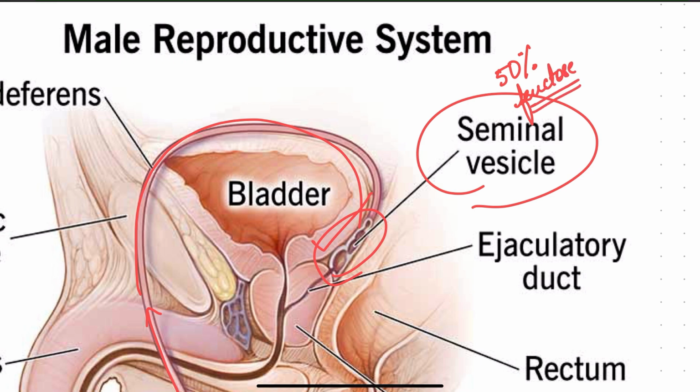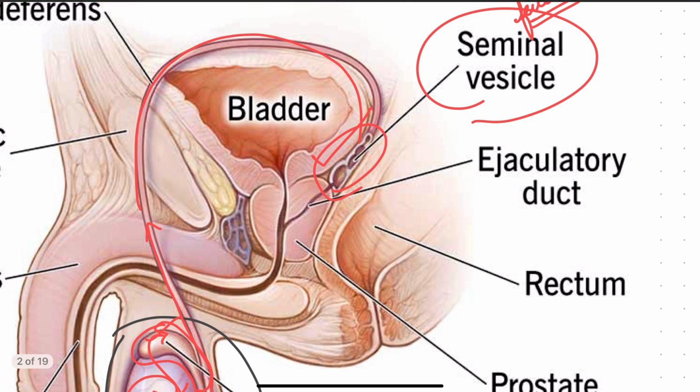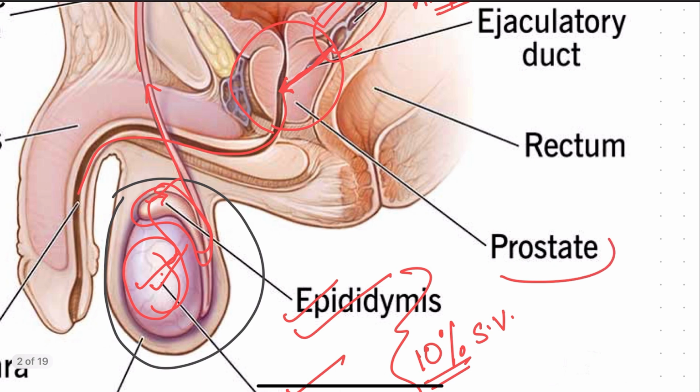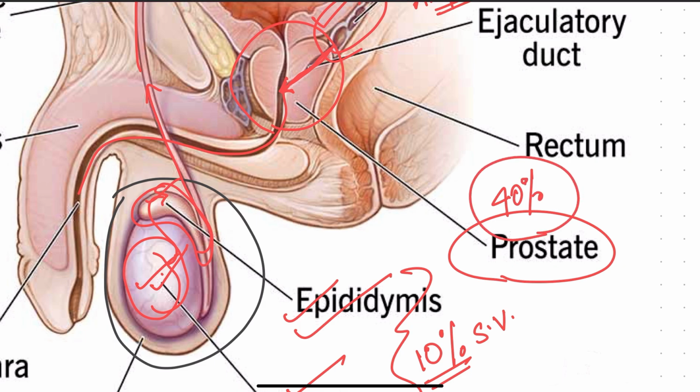And from the seminal vesicle, the dilated portion is called ampulla, which is another storage area for the sperms. From here, they travel into the ejaculatory duct. This is the ejaculatory duct. Through the ejaculatory duct, they are thrown into this urethra, and the proximal part of the urethra is surrounded by a muscular organ, which is the prostate. The prostate also contributes to the semen volume by secreting proteolytic enzymes. The secretions of the prostate contribute to 40% of the semen volume.